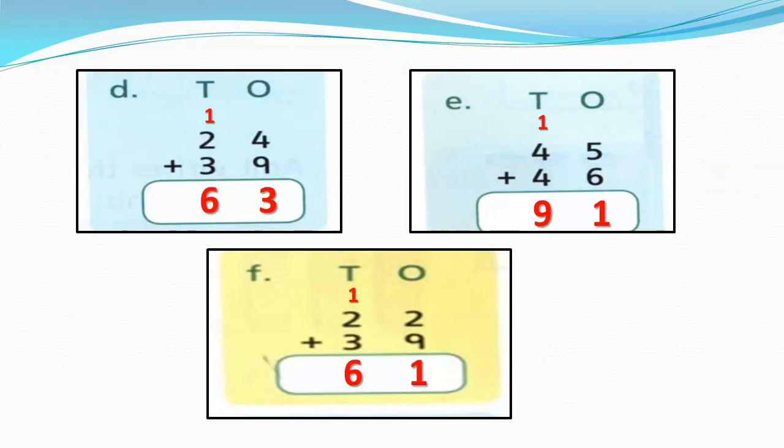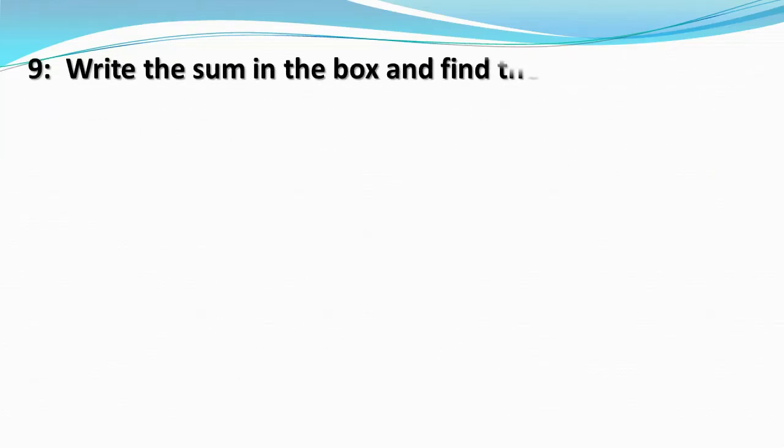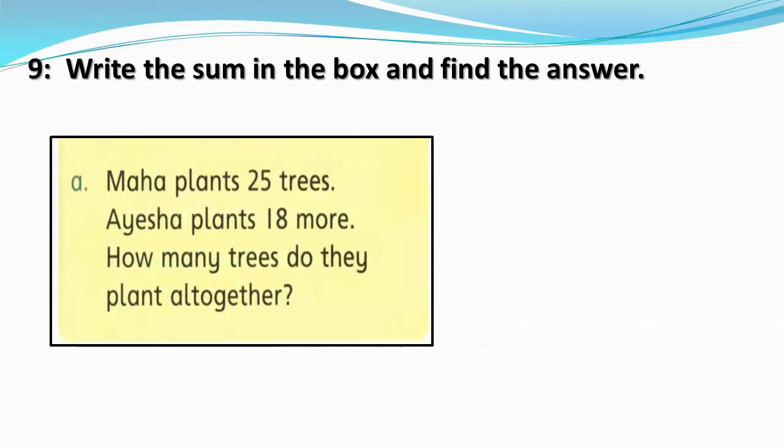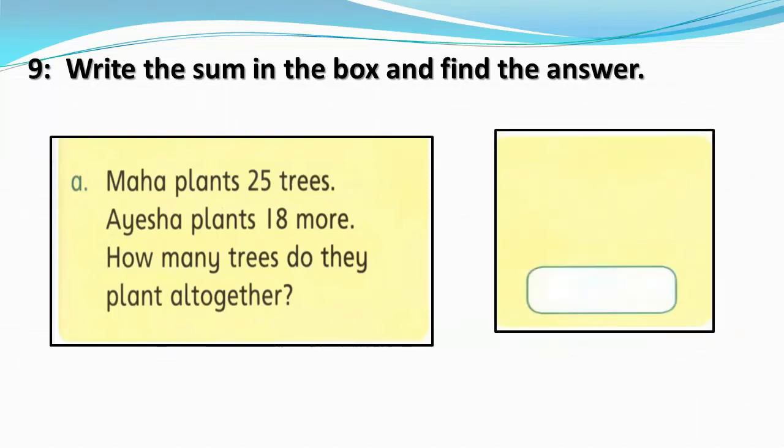Now here is question number 9. Write the sum in the box and find the answer. The first question is, Maha plants 25 trees. Aisha plants 18 more. How many trees do they plant altogether? Let's solve this. Maha plants 25 trees. Aisha plants 18 more. Now we have to add them all.